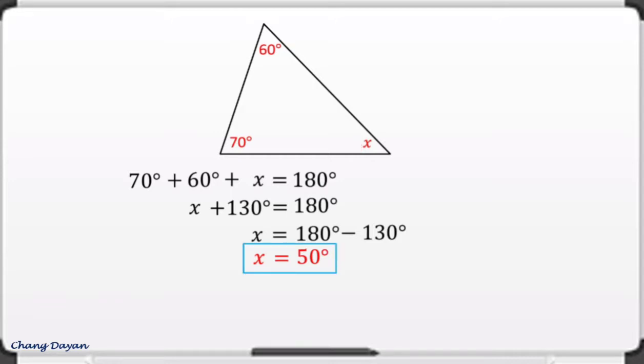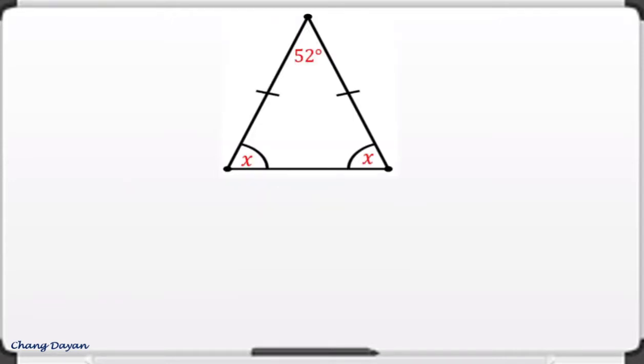Now let us have this one. I have here an isosceles triangle. When you say isosceles triangle, the two legs are congruent. So this side is congruent to this side, and this angle is congruent to this angle. Given here is 2x, and we'll have 52 degrees equals 180 degrees. So x plus x is 2x equals 180 degrees.